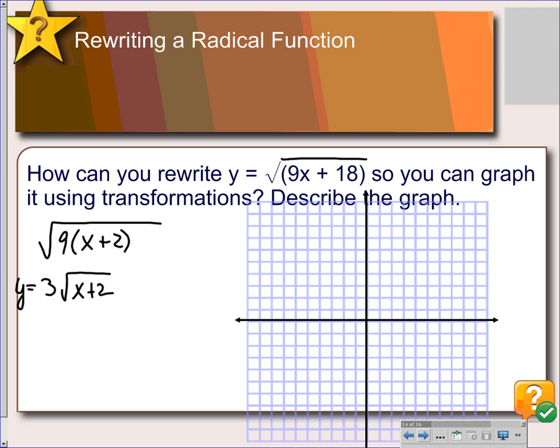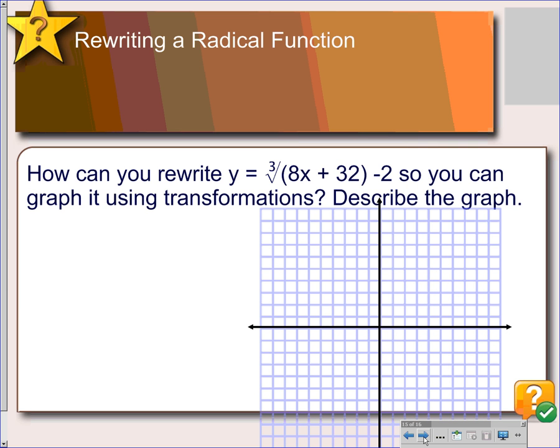So from this, we can see that we have a horizontal translation that goes left 2. And then we have a vertical stretch of 3, so over 1, up 3. This is the graph of that, which is equivalent to that.